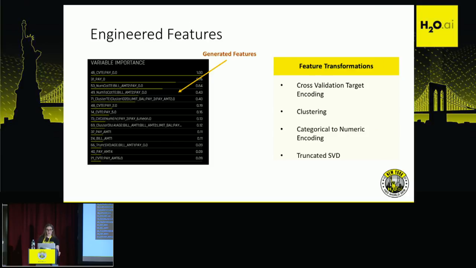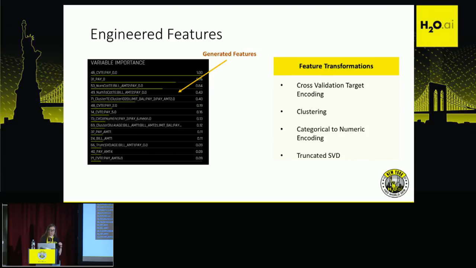Okay. So here are the features that were created in the Driverless experiment. These are the ones that I've captured. The first one we said is the cross-validation target encoding. So we see that a lot, the CVTE. This is somehow important. It's coming up quite often.